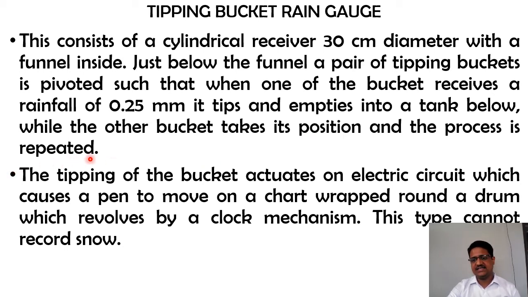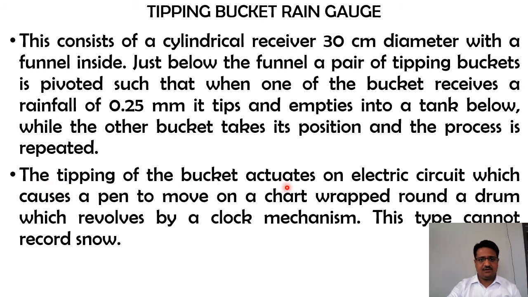So as you can check out now, 0.25 mm per tipping is going to be there. Once it fills up, it is going to empty into the tank or receiver below, while the other bucket takes its position and the process is repeated. So that tipping process is going to repeat as it is.